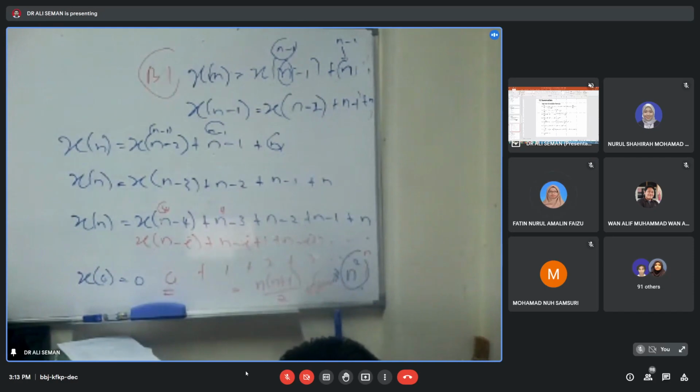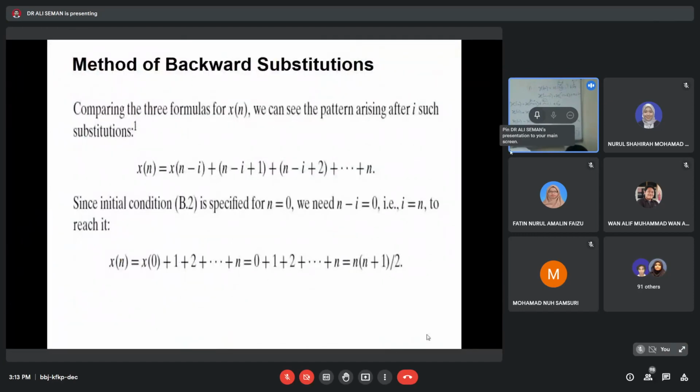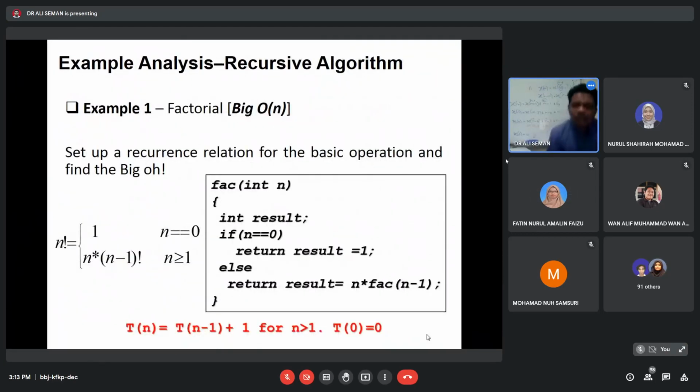Okay, so we continue to the next slide, which is the example of recursive. Let's say the example is factorial, which we discussed before in the previous slide in the introduction. We have factorial of integer n, integer result. If n equal to 0, return 1. Else return result: n times factorial of n minus 1.